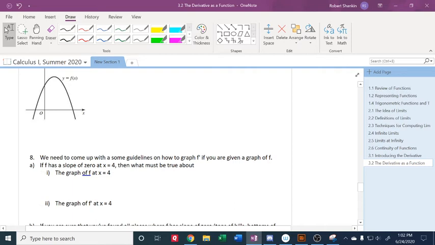We'll start with part 1. If f has a slope of 0 at x equals 4, what must be true about the graph of f at x equals 4? Discuss it in your group. I'm going to call in a group in just a moment.